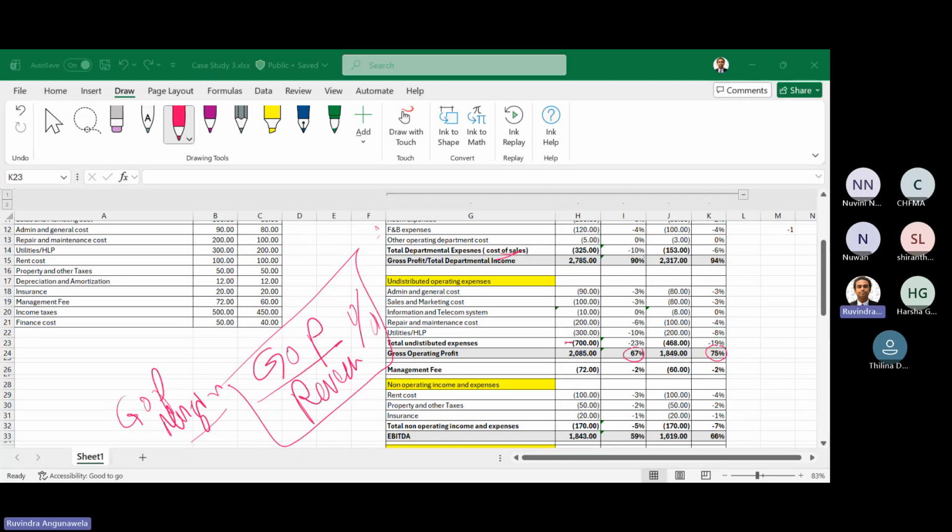Everything clear up to GOP margin? Any disparities? All agree, not agreed? This says yes. How about the others? You're good to go. Okay, I think we are good to go.